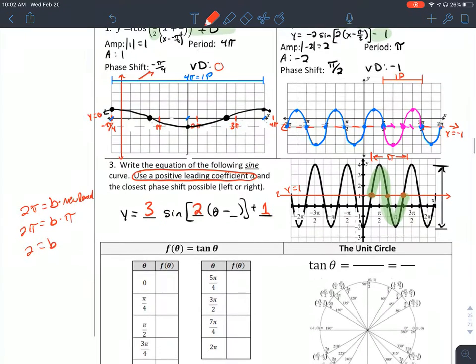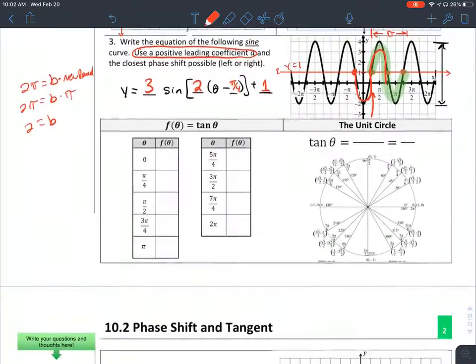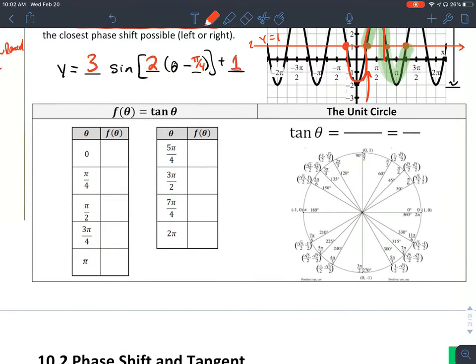Now let's factor in the phase shift. If I'm saying the graph is starting here, that means the phase shift is pi over 4. Done. If you wanted the period to start here and make your graph like this, then this would be theta plus pi over 4. Technically, they're both correct. All right, let's get to tangent. So we did phase shift for sine and cosine. Let's talk about the tangent graph.